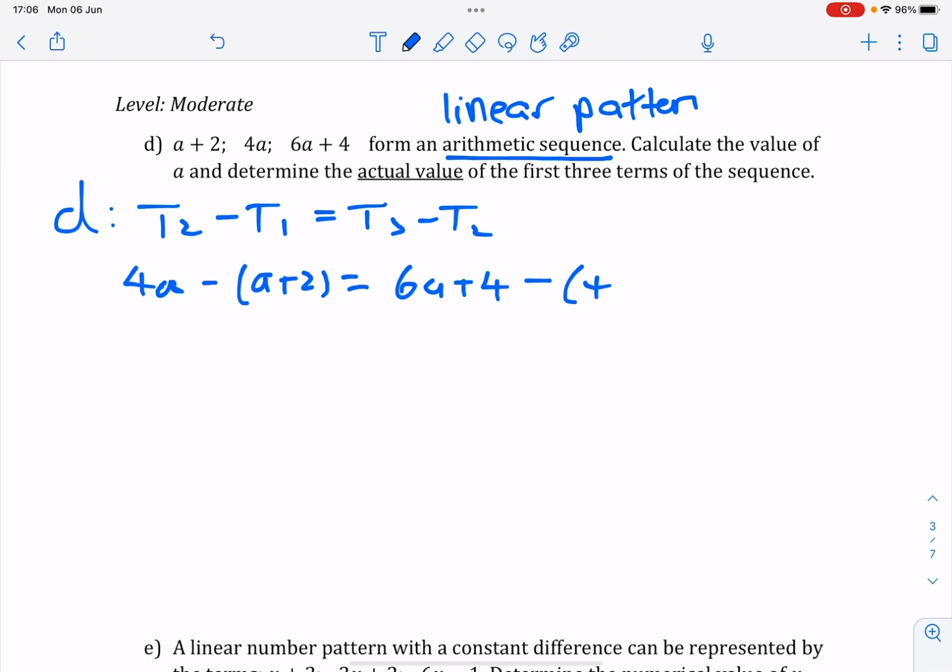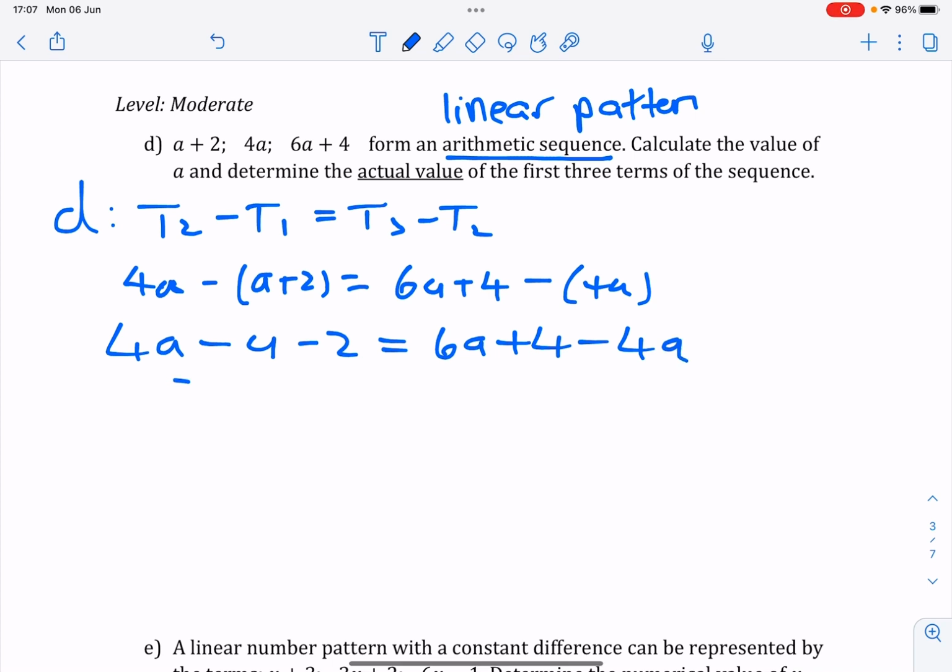minus 4a. And let's simplify. 4a minus a minus 2 is equal to 6a plus 4 minus 4a. So 3a minus 2 is equal to 2a plus 4. Let's take the a's to the left. So 3a minus 2a is just a. And 4 plus 2 is 6. So your a value is actually 6.